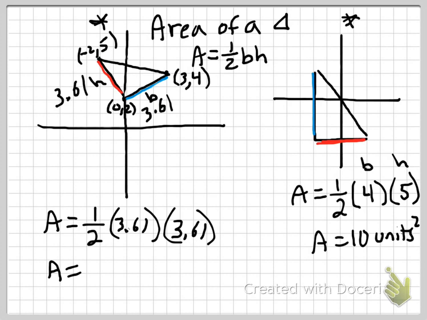So all I have to do is 0.5 times 3.61 times another 3.61. And that gives me about 6.52. And again, that's going to be units squared. Okay. So if it's a right triangle, the two sides touching the right angle are your base and your height. So you just have to find those two distances and you're done.